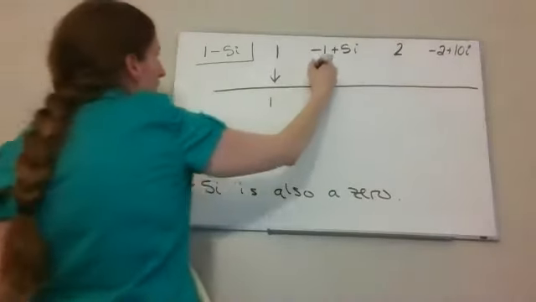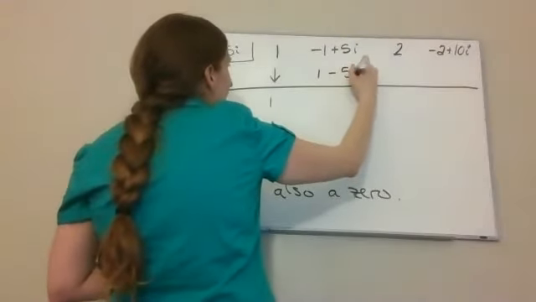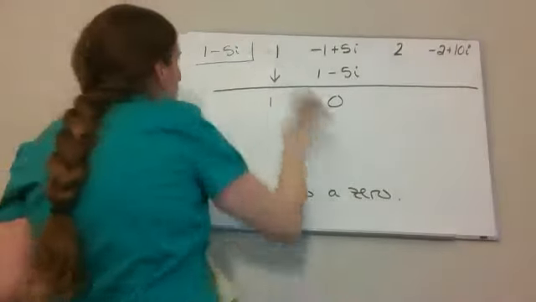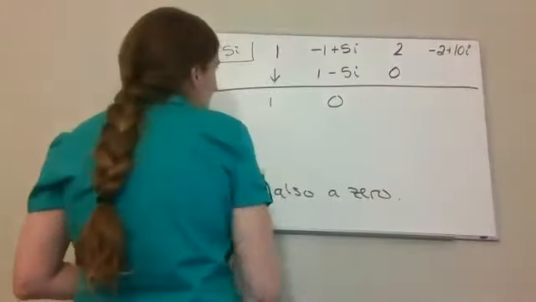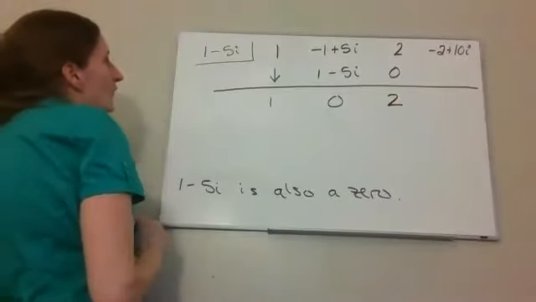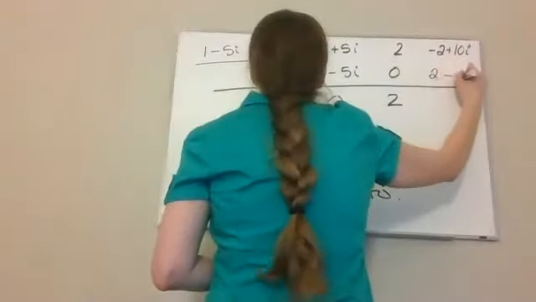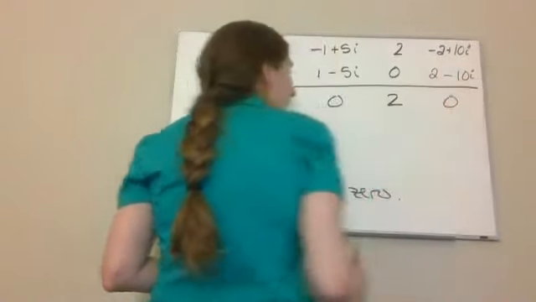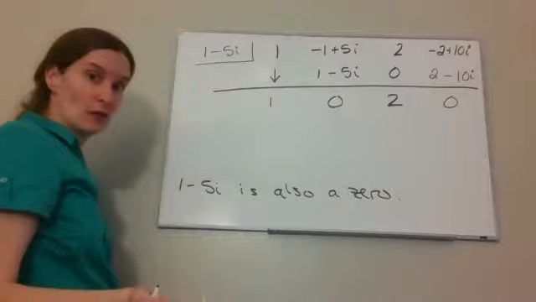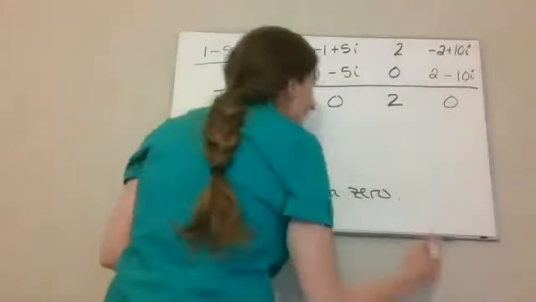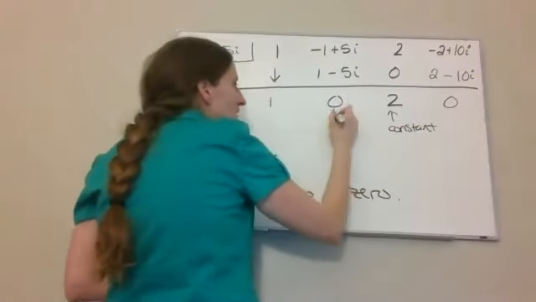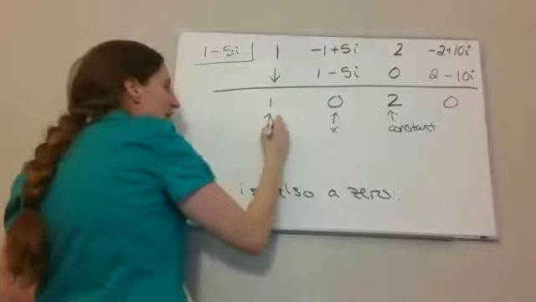So 1 times 1 minus 5i is 1 minus 5i. Add those columns together and you get 0. 0 times 1 minus 5i is 0. 2 plus 0 is 2. And 2 times 1 minus 5i is 2 minus 10i. So I get a remainder of 0 again, which we knew we were supposed to because we knew this one was a 0 as well. So this tells me, here's my new constant term. This would be x, and this one would be x squared.